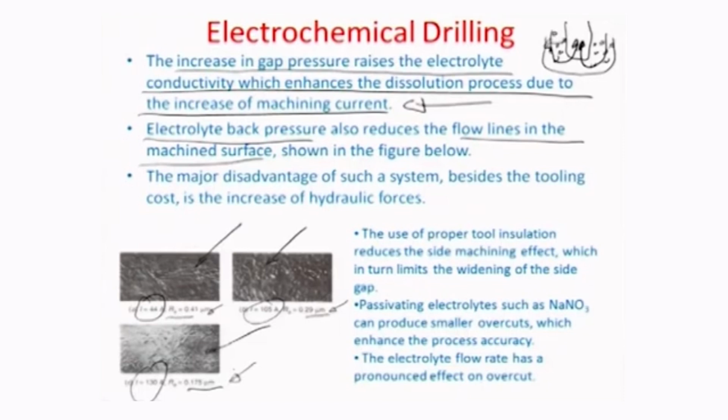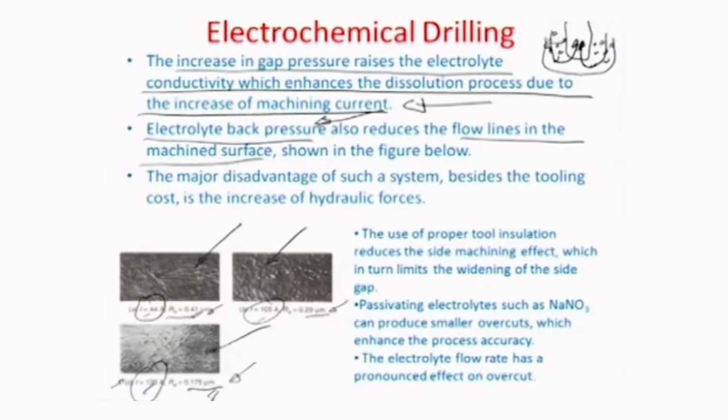So, as you are seeing here, if the current density, or the current per unit area that you are pumping in, is more, the roughness is overall reducing from 0.41 microns to about 0.175 microns. So, one aspect is of course the reduction of roughness by electrolyte back pressure, as I have already told. The other aspect is the amount of current that is being used for the purpose of electrochemical machining.